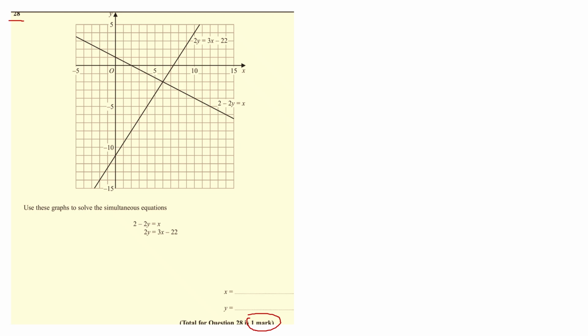Obviously, given here is a diagram, and it says use these graphs to solve the simultaneous equations 2 minus 2y is equal to x, sorry, pardon me, and 2y is equal to 3x minus 22.